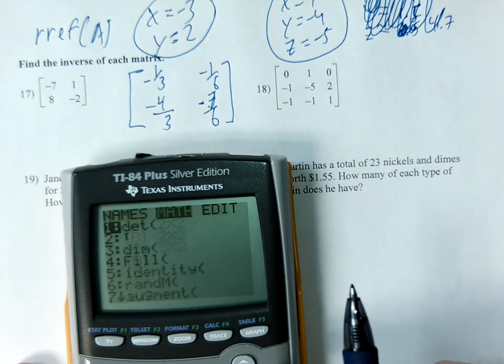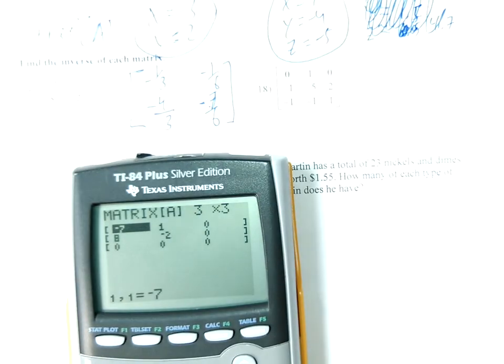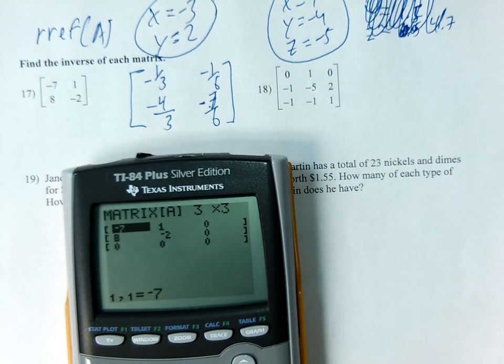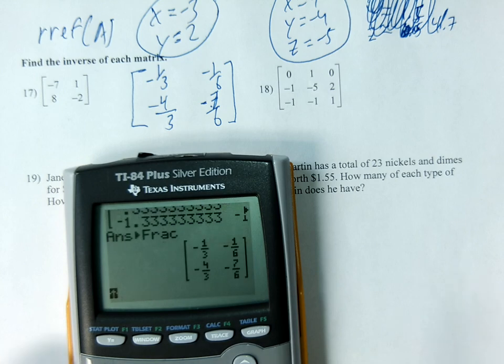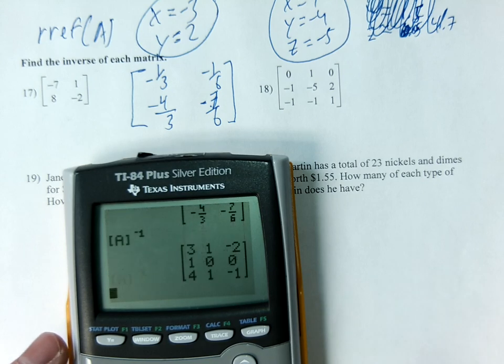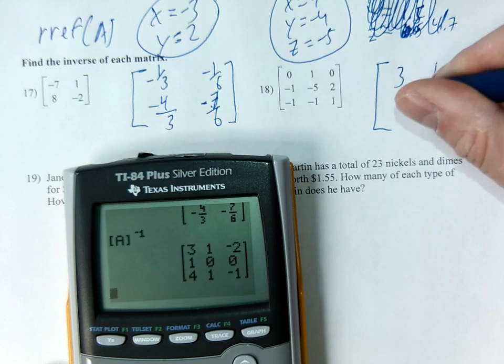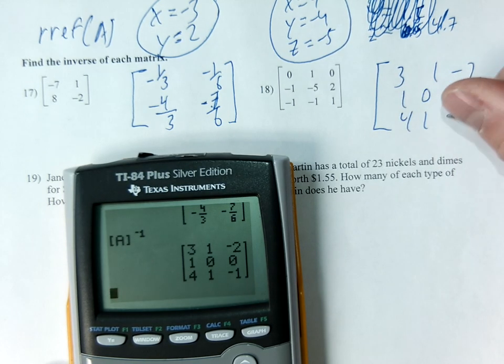All right, the second one here doesn't require any more effort as long as you know how to use a calculator with it. So always make sure you're able to use a calculator with it, and no more effort required. 1, 0, 0, 1, 0, negative 1, negative 5, and 2, then negative 1, negative 1, positive 1. And then we're going to do second matrix, select A, and choose negative 1. 3, 1, negative 2, 1, 0, 0, and then 4, 1, negative 1.